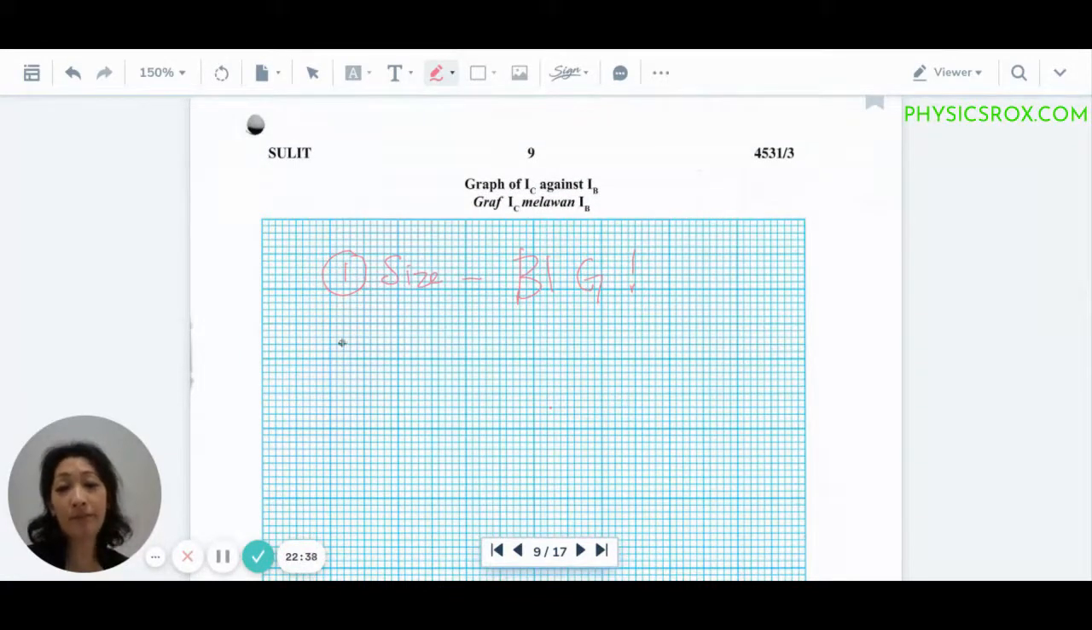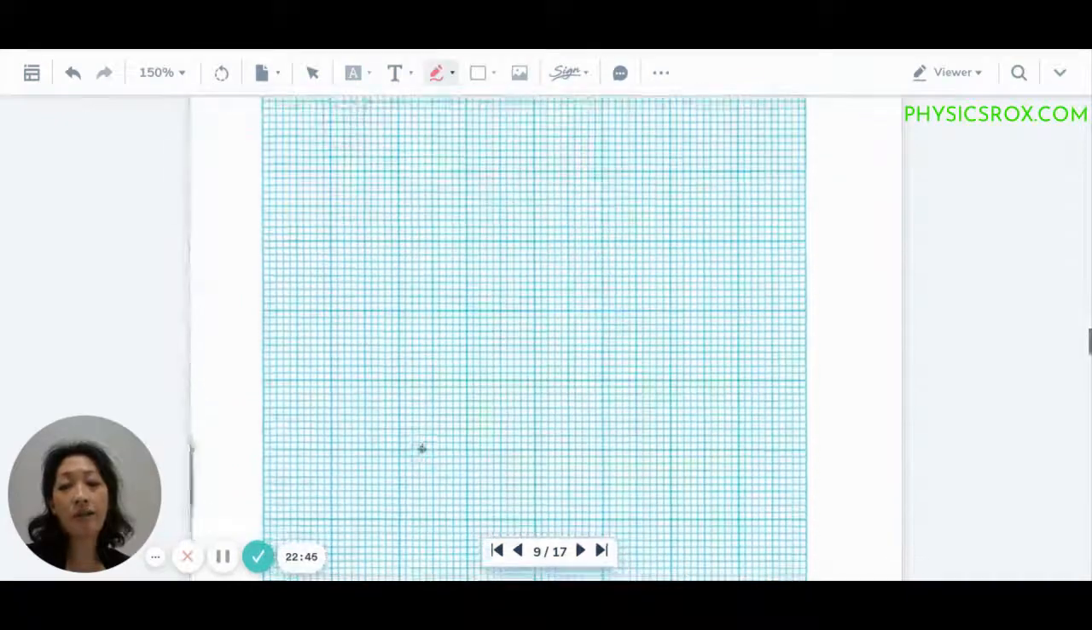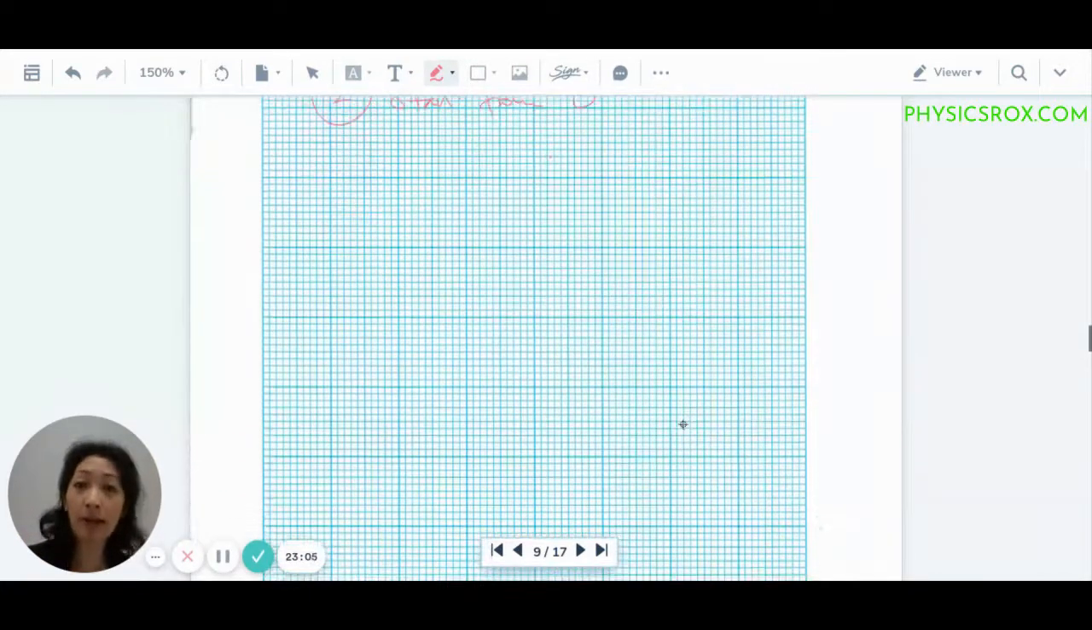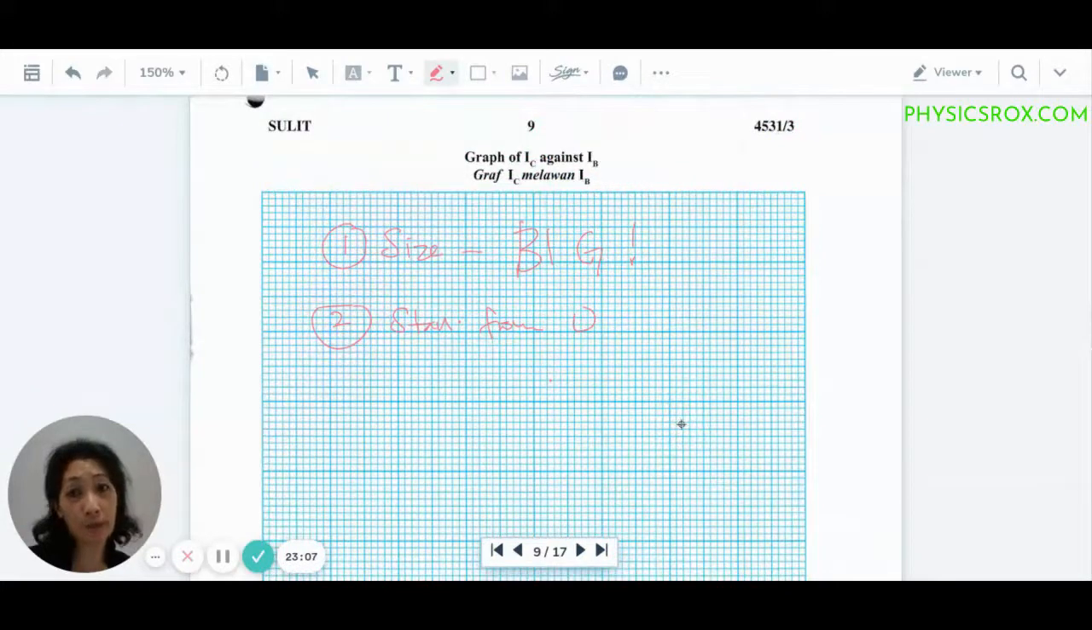Secondly, start from zero, which means that the graph that you plot here must start from zero. This is only true for physics SPM and not for other sciences or physics in other syllabus programs. For SPM and SPM only, you must start from zero. The reason for this is to help us find the relationship, to determine whether the relationship is a direct proportional one or not.